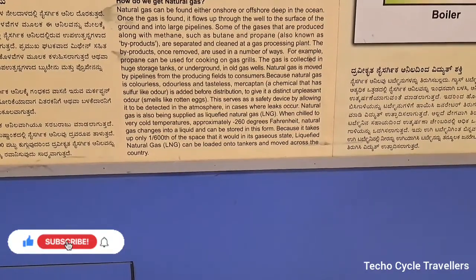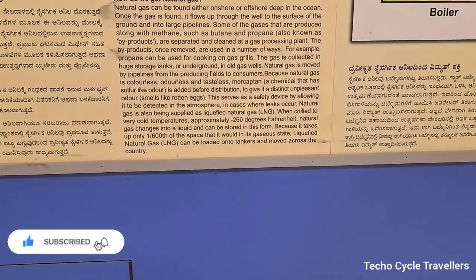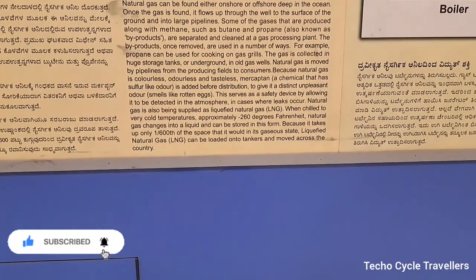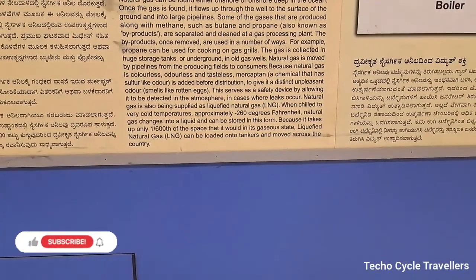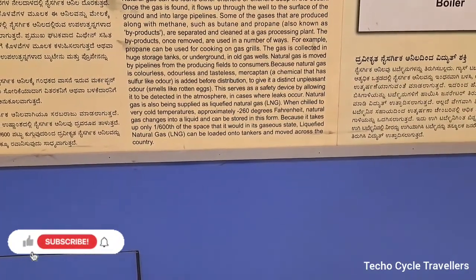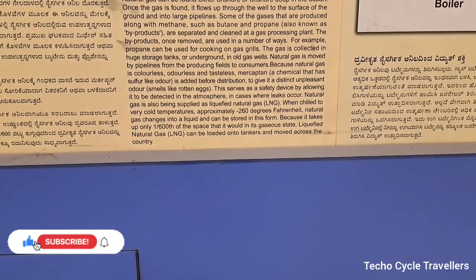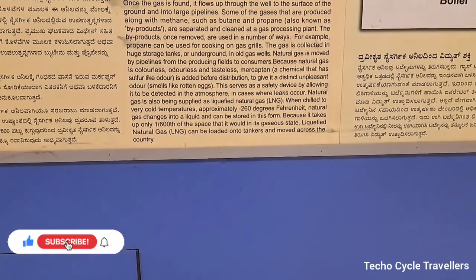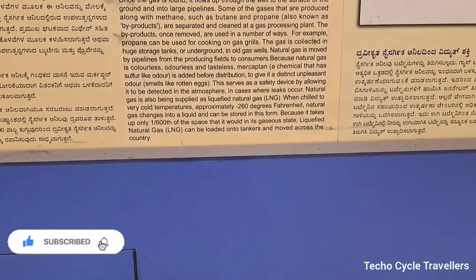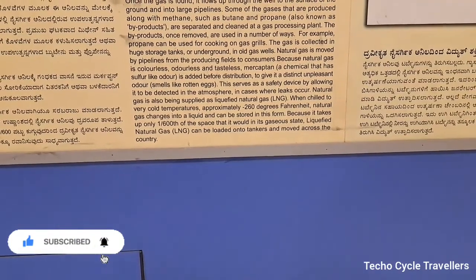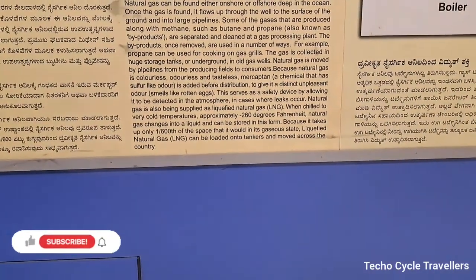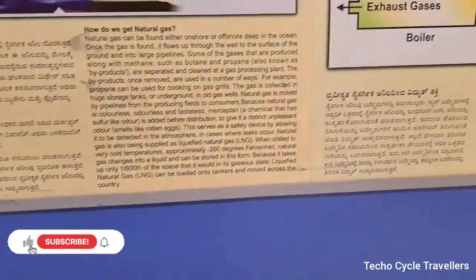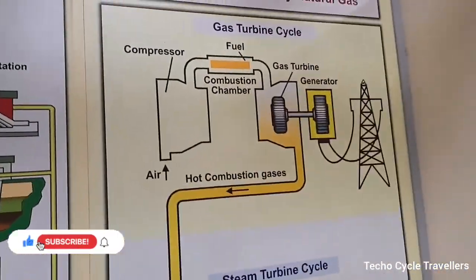Natural gas is also being supplied as liquefied natural gas, LNG. When chilled to a very cold temperature, approximately minus 260 degrees Fahrenheit, natural gas changes into liquid and can be stored in this form because it takes up only 1/600th of the space that it would in its gaseous state. Liquefied natural gas, LNG, can be loaded into tankers and moved across the country. Generating electricity by natural gas.